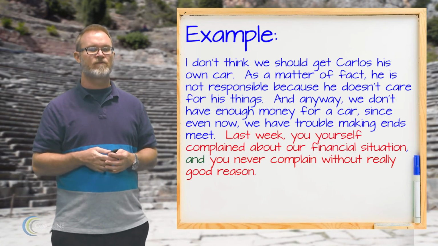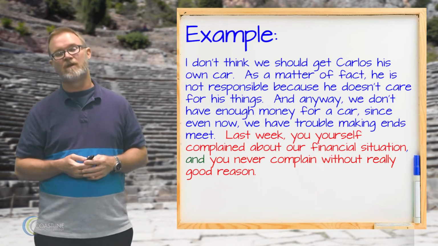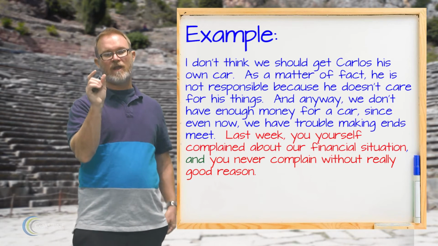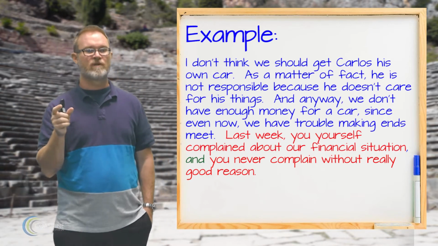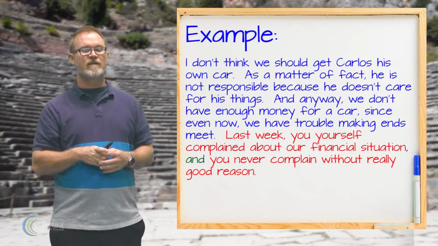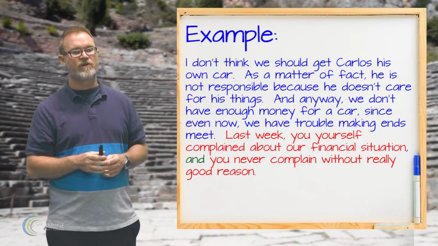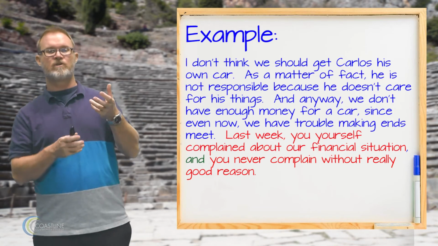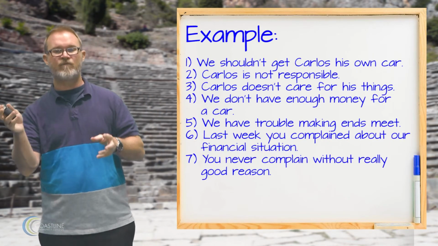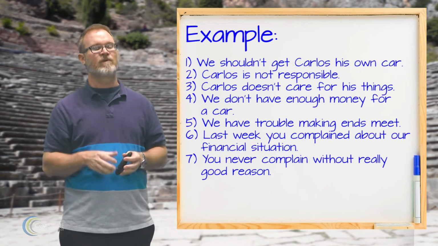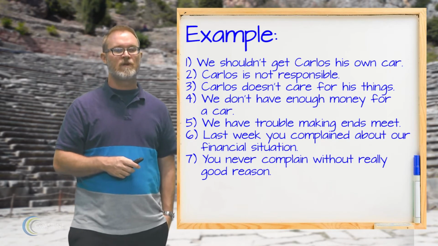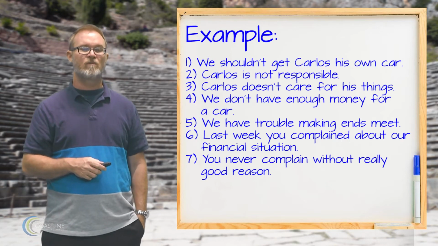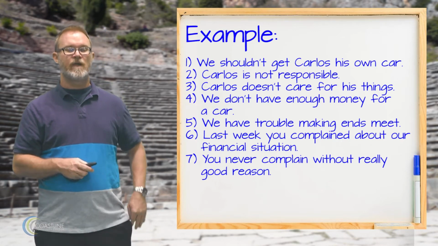Now next on the list will be the final sentence of the passage, which says, "Last week you yourself complained about our financial situation, and you never complain without really good reason." You can see there that "and" seems to be doing some work as well, right? And in fact, that seems to be a kind of indication that you have here 2 different reasons for some claim, right? And so what we're going to do is include both what's before and after the "and" as our 6 and 7. So 6 is, last week you yourself complained about our financial situation, and 7 is that you never complain without really good reason, okay? And so that's our list there.